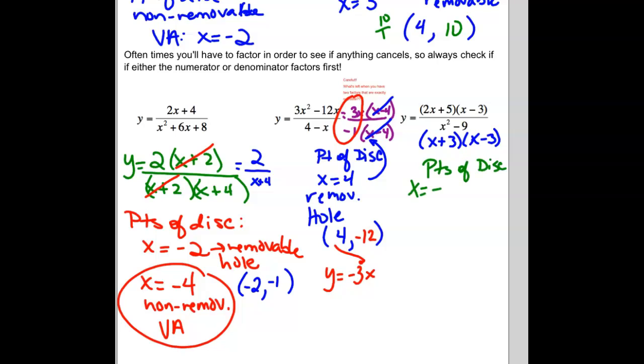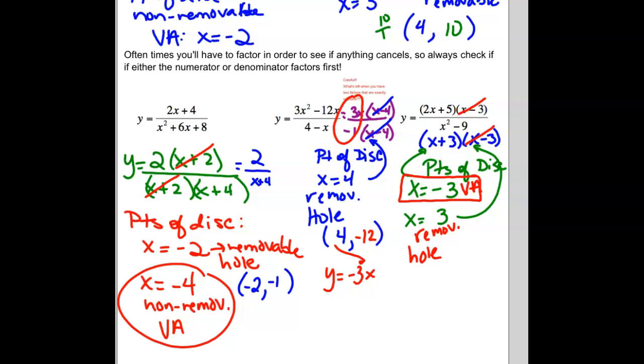One when x equals negative 3, and one when x equals positive 3. And looking to see if we can reduce any of those out. The x minus 3 is able to drop out, which means it is removable. So it is a hole. And the x equals negative 3 is not removable, so it is a vertical asymptote. So vertical asymptote at x equals negative 3, and you do need to write that as an equation.